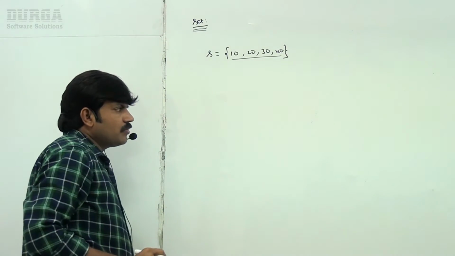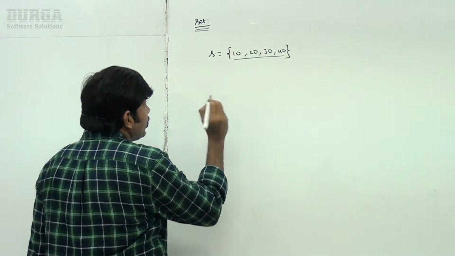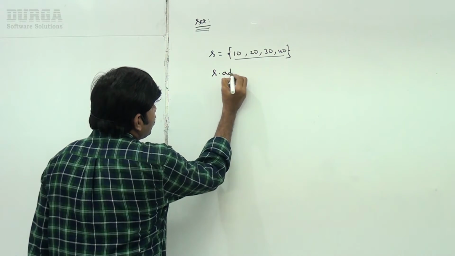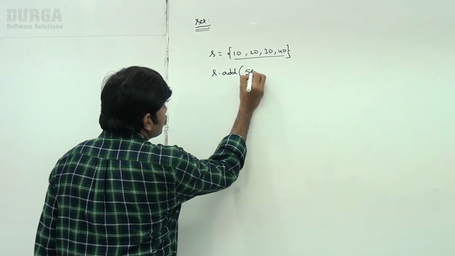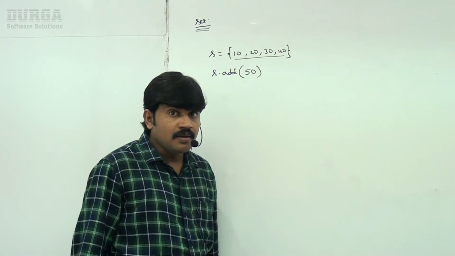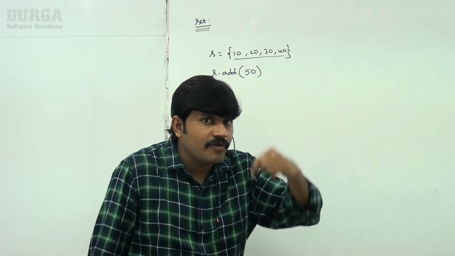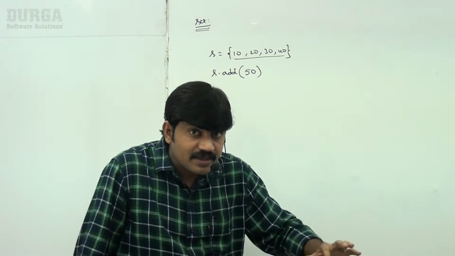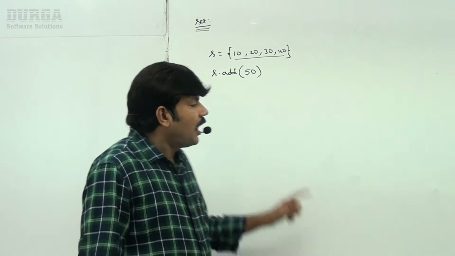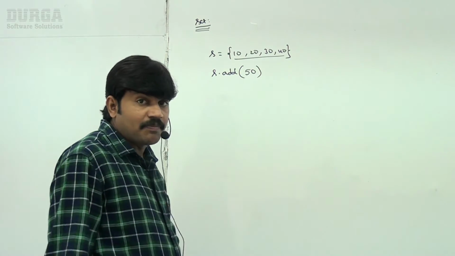S is equal to 10, 20, 30, 40. Now my requirement is, observe carefully, here I want to add 50. Now immediately you may get the doubt. Sir, append method? The append method is applicable for list, but for the set we require to use the add method. What is the reason? I will explain. Append is applicable for the list, but add is the method applicable for set.